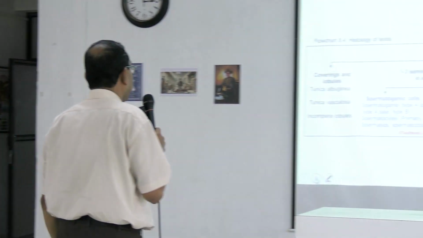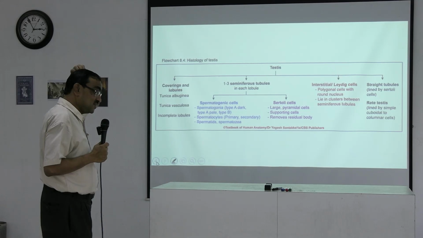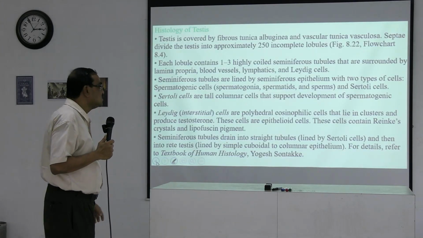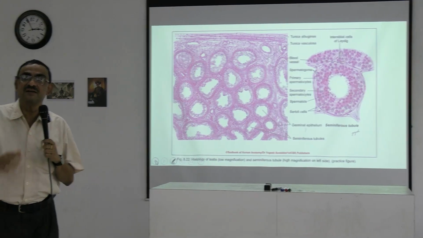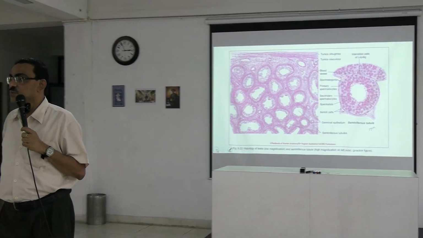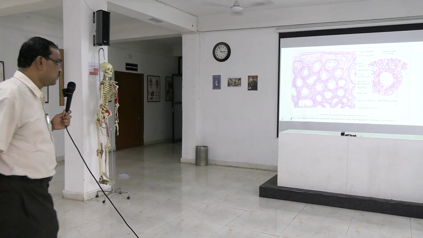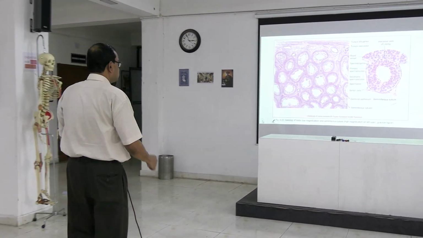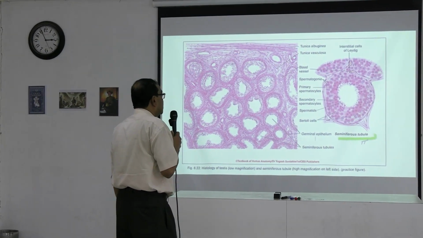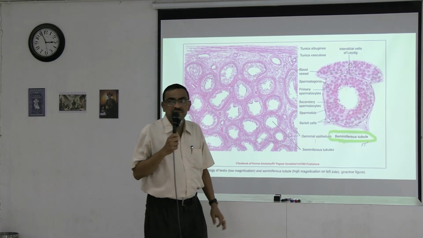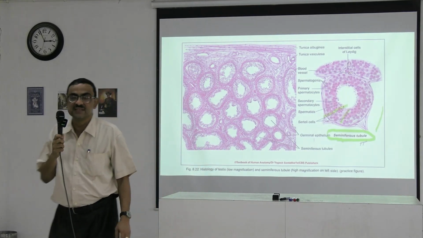Now, look at this once, these are our seminiferous tubules. This is the cut section of the testis, where we can find there are several seminiferous tubules, and within the tubules we can see the different spermatocytes, spermatogonia, actually spermatogenesis is there.